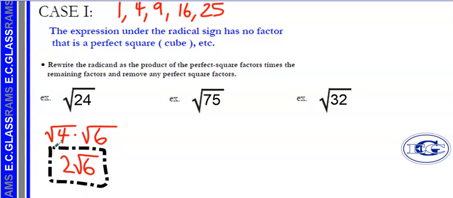Let's try another one. Square root of 75. So now I have to expand my list. After 25 is 36, 49, 8 squared is 64, 9 squared is 81. So there's our largest perfect square up to 81. Now we start asking ourselves, what's the perfect square? It's the largest one that can go into 75.